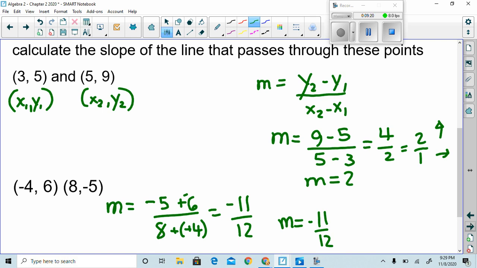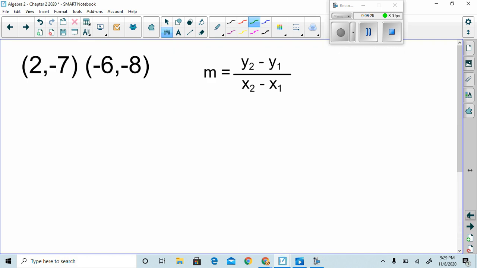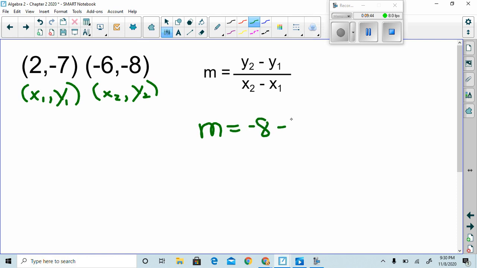Let's practice maybe at least one more before we end our session. We're going to remember that we can, if we need to, label these as my x1, y1. In the beginning, I see a lot of people do that just to get comfortable with this. And these little subscripts saying this is for the first point, and this is for the second point. So we're getting m is equal to -8 minus a -7. Notice I put that in parentheses, so I'm remembering it's a negative. And I've got -6 minus 2.